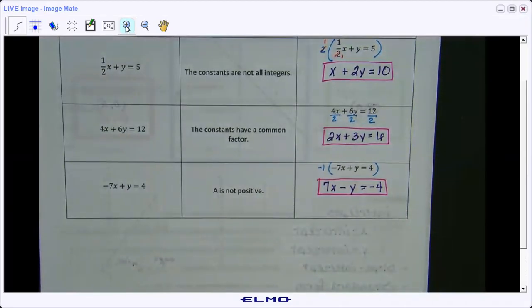Why can't A be negative? It's just the correct way to write standard form. It's just one of those rules. Okay, let's go to page 3.